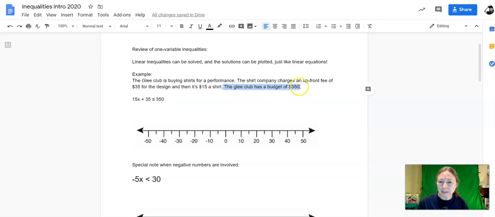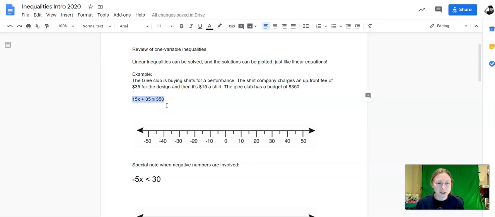Now, a budget means you can spend your whole budget. You can spend the 350, but you can also spend less. You just can't spend more than your budget. So the whole situation is an inequality that can be modeled in this way. If you do 15 times the number of shirts plus the $35 upfront fee, that amount has to be less than or equal to 350. You can spend less than your budget. You can spend up to your budget. You just can't spend more.